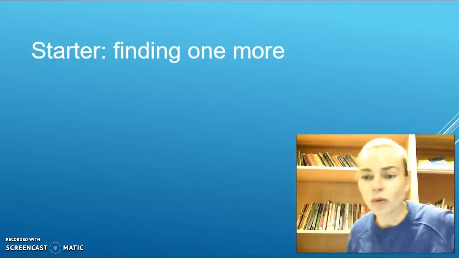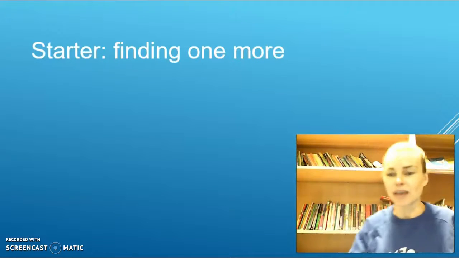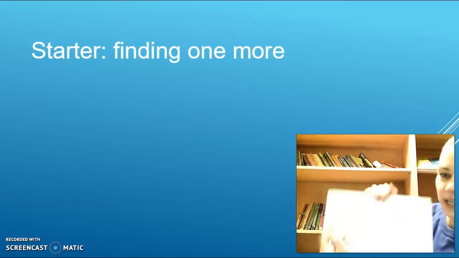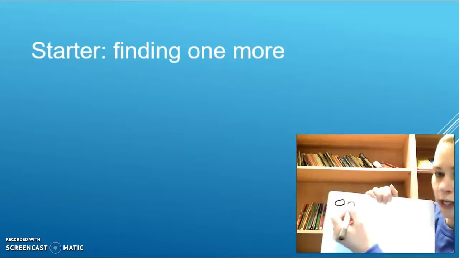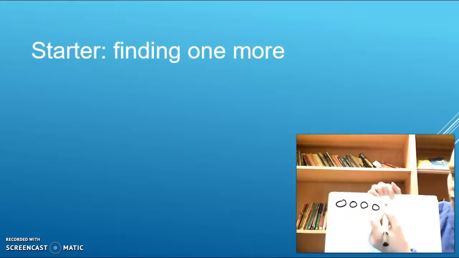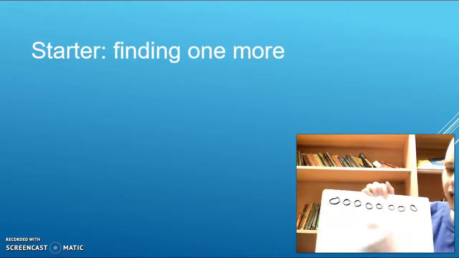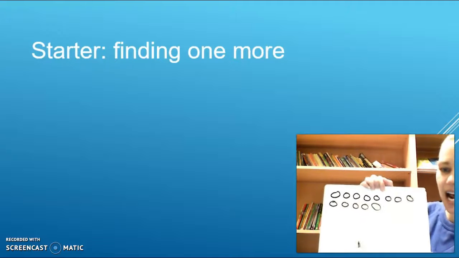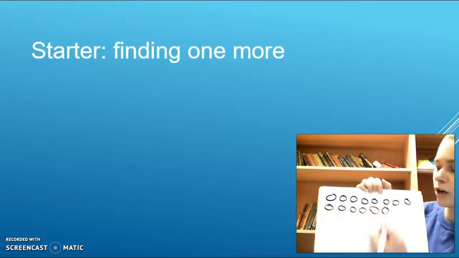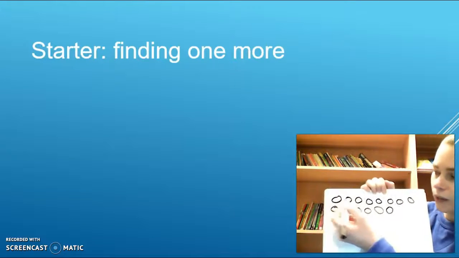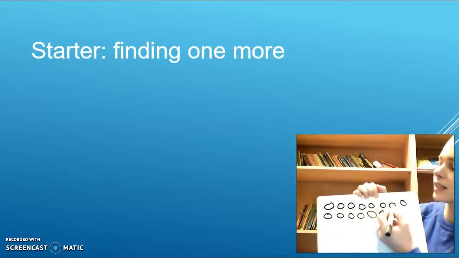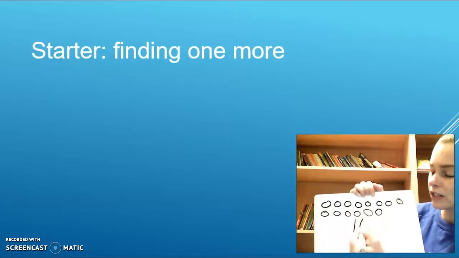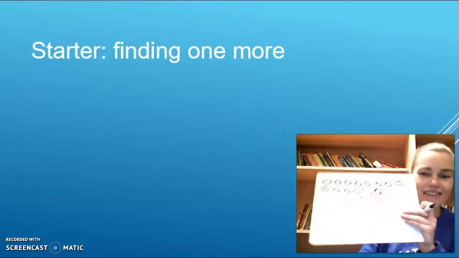Next, can you find one more than 13 for me, please? So pause me and work that out. One more than 13. I'm going to do circles to help me. So I need 13 circles. 1, 2, 3, 4, 5, 6, 7, 8, 9, 10, 11, 12, 13. I'm finding one more, so I add 1 on, then count how many altogether, which is 1, 2, 3, 4, 5, 6, 7, 8, 9, 10, 11, 12, 13, 14, which looks like this. Well done if you got that right.